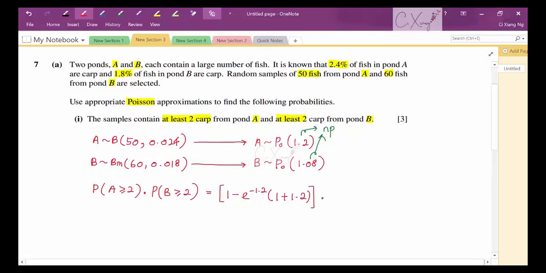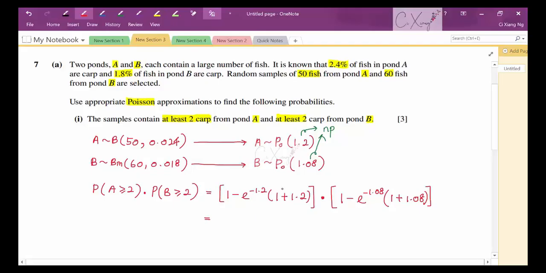Now for pond B, it is also the same. I have to take 1 minus e to the negative lambda for B equals 0, which gives 1 multiplied by e to the negative lambda, and B equals 1 gives you the value 1.08 multiplied by e to the negative lambda. So this is generally the steps that we should follow.